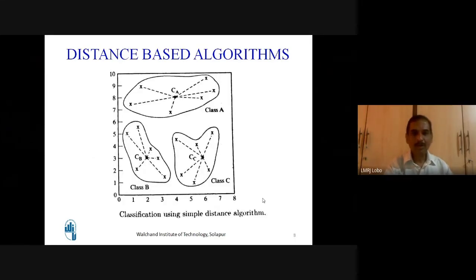This is how it looks graphically, where for class A, all the items represented by x's are at the same distance from CA. For class B, there will be some other distance. For class C, there will be some other distance. And thus, we are creating three classes A, B, and C based on the distance the particular data items or tuples have from the center of the class.